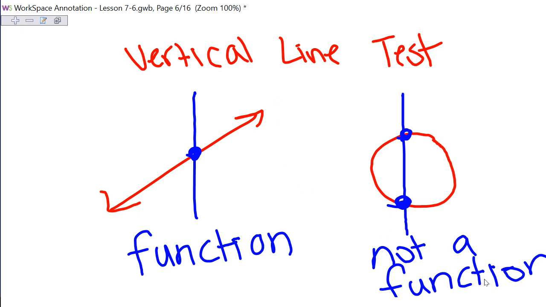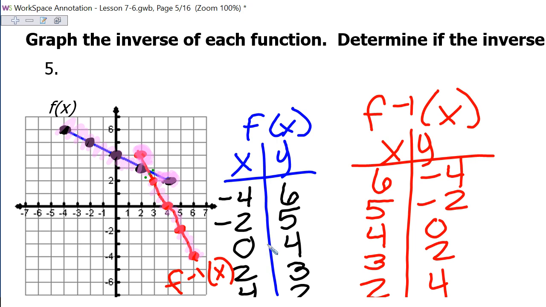So let's look back at number 5. Just look at this part in red. If I draw a vertical line, how many times would it touch just the red part? One time. So that means f inverse is a function. If you draw a vertical line, it touches f inverse only one time, so f inverse is a function. Okay, next one, number 6.